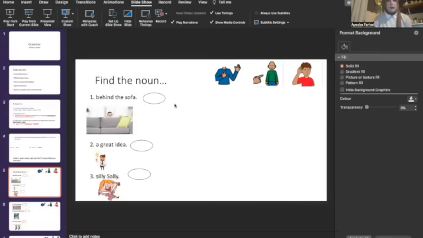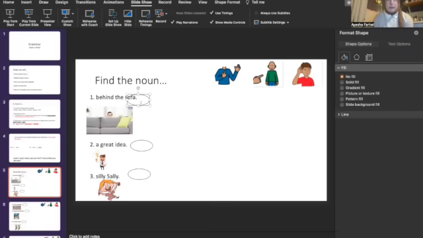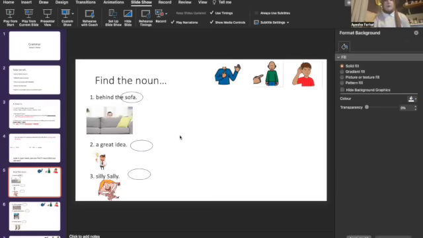Okay, I hope that you've had a go on your own. Behind the sofa. Now, behind is not a place, thing, or person, but sofa is a thing. So the noun in this sentence is sofa. Well done if you got that one. Moving on to the next one.